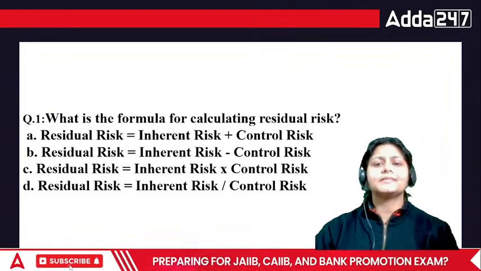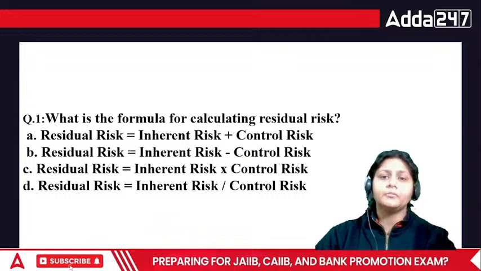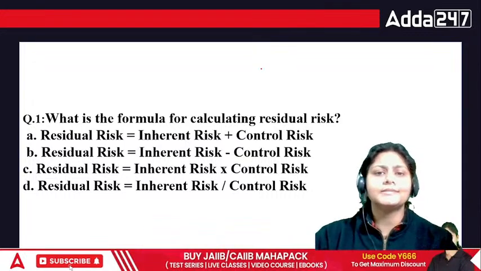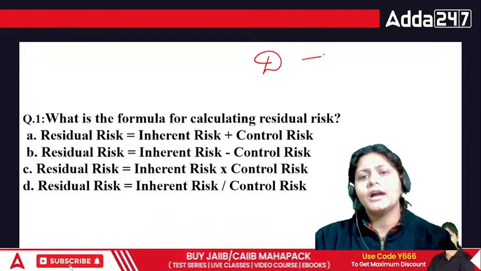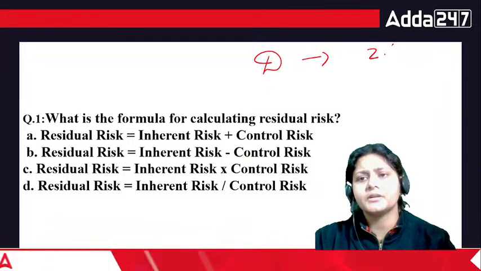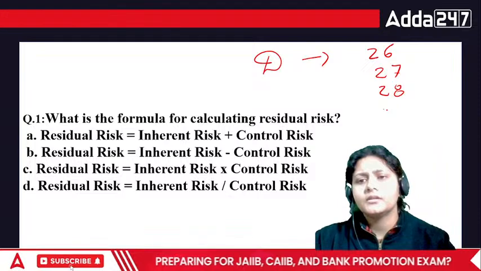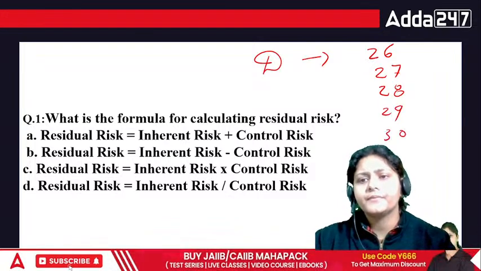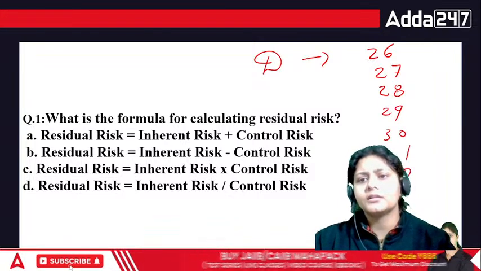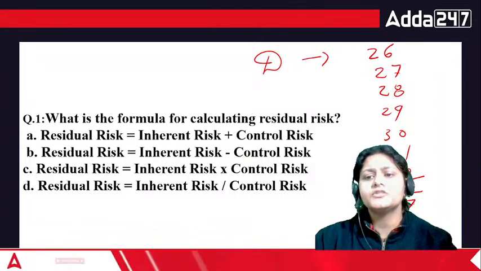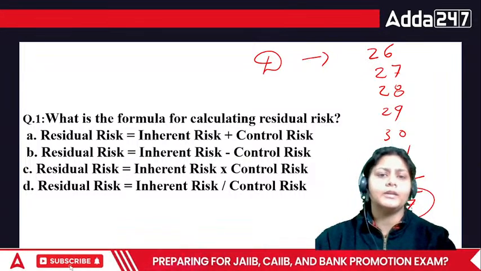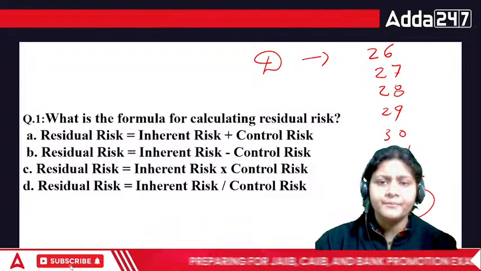Remember that this is a very important Module D. You have approximately 7 chapters: chapter number 26, 27, 28, 29, 30, 31 and 32. So in total you have 7 chapters in Module D, and it is a very easy module.